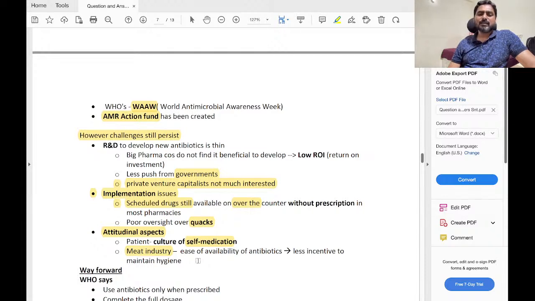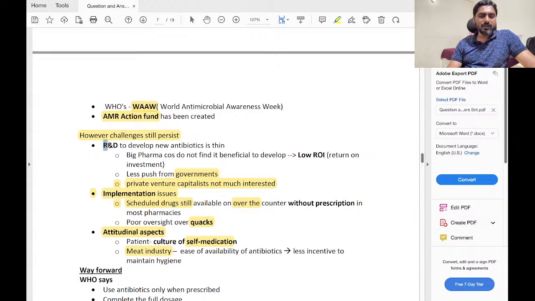Why? Because this meat industry is a highly unregulated industry, or an unorganized sector. So government regulations are poor or lackadaisical. So that is also a reason.